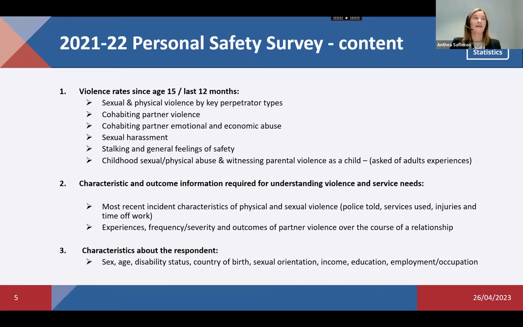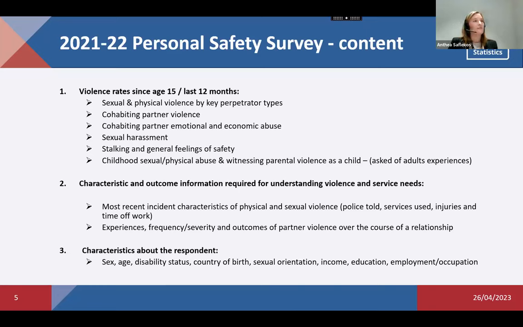So we collect a whole raft of different violence types, from sexual and physical violence, cohabiting partner violence, partner emotional abuse and economic abuse, sexual harassment, stalking, and general feelings of safety. We also ask about people's experiences of childhood abuse, but that is asked retrospectively of adults.